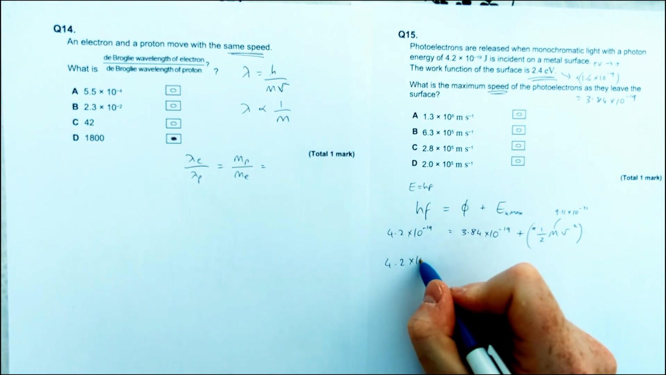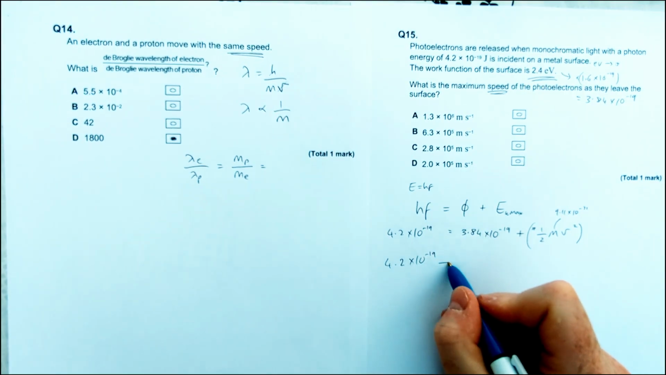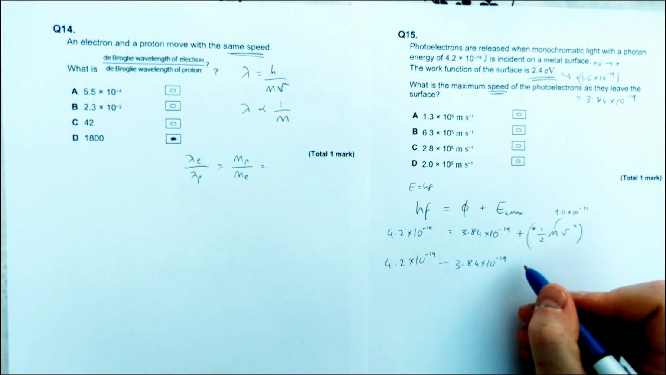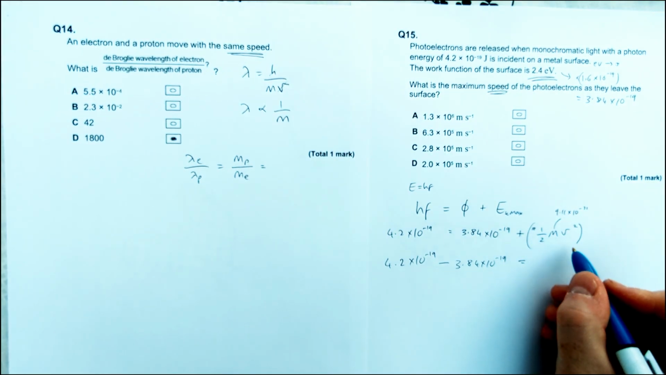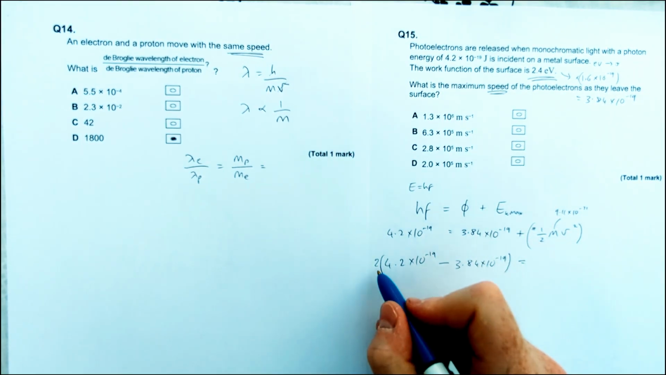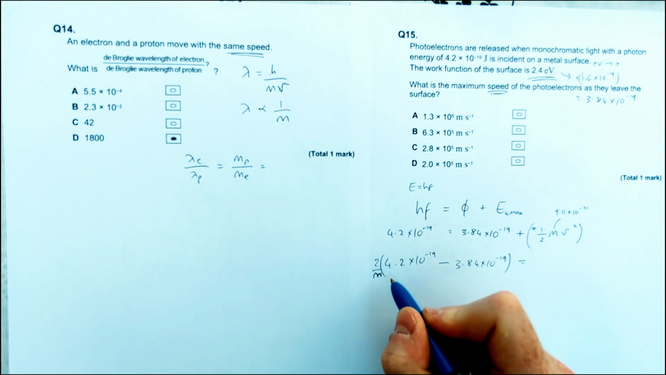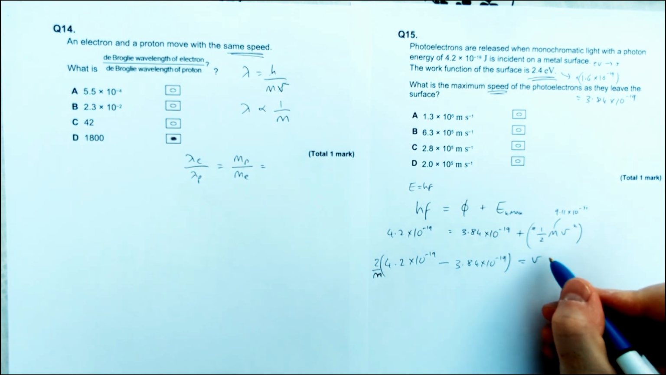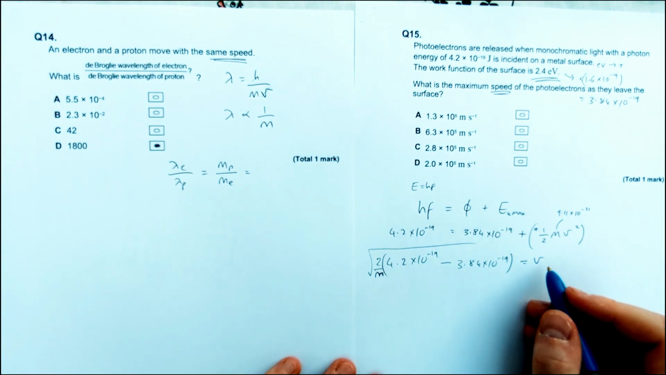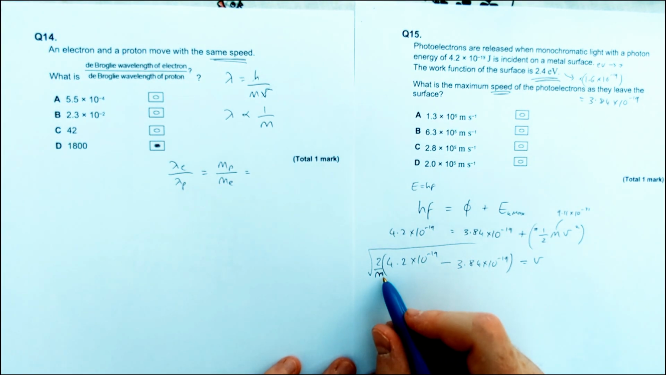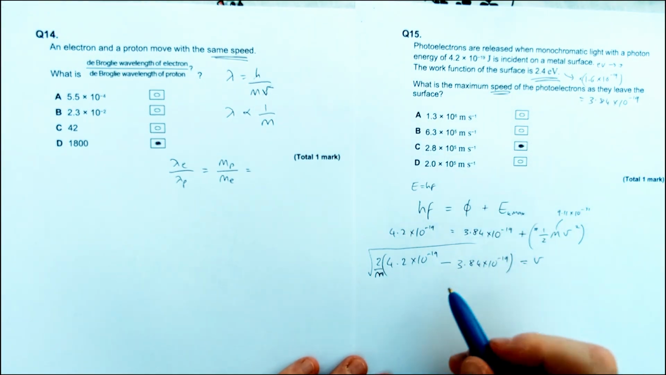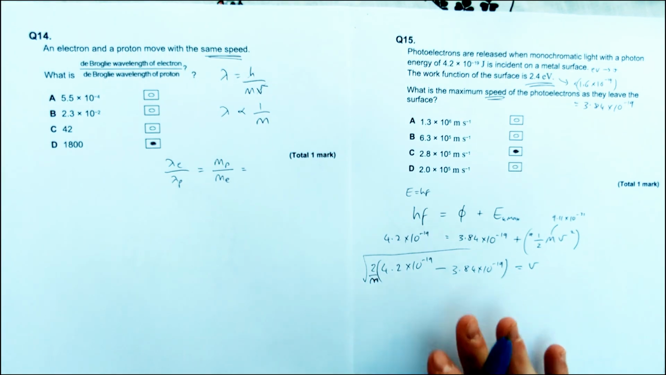So 4.2 times 10 to the minus 19 minus this term here, 3.84 times 10 to the minus 19, equals half mv squared. So to get half onto this side, I'm going to times the whole thing by 2, and I'm also going to divide it by m. So I'm just going to put this here just to save a bit of time, and that will all equal v squared, and to square root it at the end will give us v instead of v squared. So if I put all those numbers into my equation, we should come up with answer C for the speed of our electrons, which is 2.8 times 10 to the 5 meters per second.